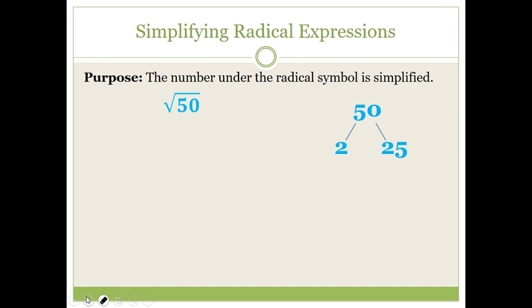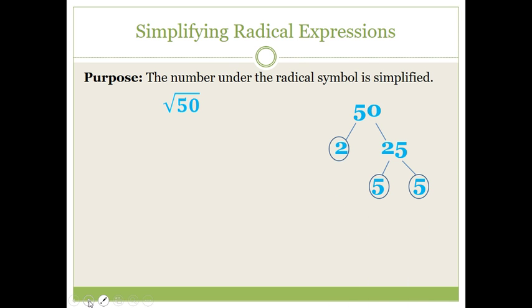2 is a prime number. 2 is prime because the only things that multiply to give me 2 are 1 and 2. So once we get to a number like that, we stop. However, 25 is not prime. In fact, 25 is 5 times 5, so I use its factor tree, 5 times 5. And again, 5 is prime because only 1 times 5 is 5. That's when we stop on our tree, when we can't go any further.